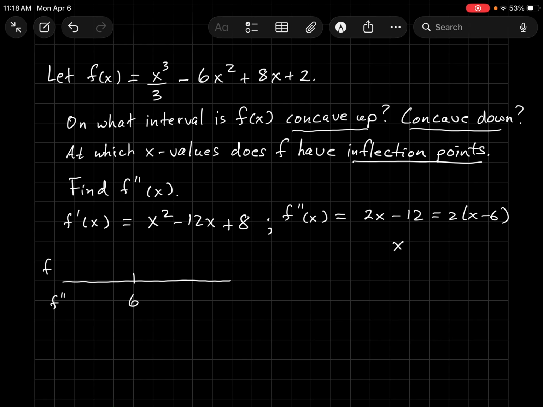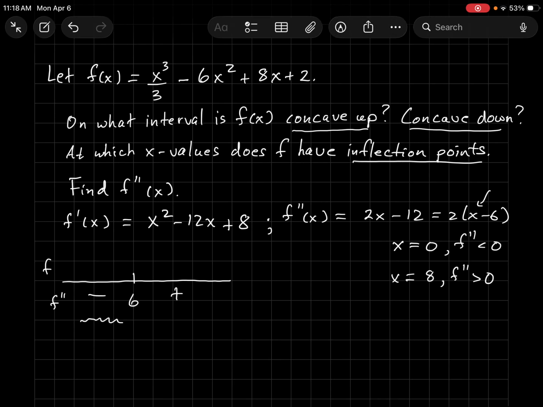So when x is, say, 0, we get f double prime is negative. Don't need to know the exact value, just that f double prime is negative, because all x values on this interval will give f double prime negative. Choose any x value greater than 6, let's say 8. I see that f double prime is positive. Notice I'm just sticking it into here.